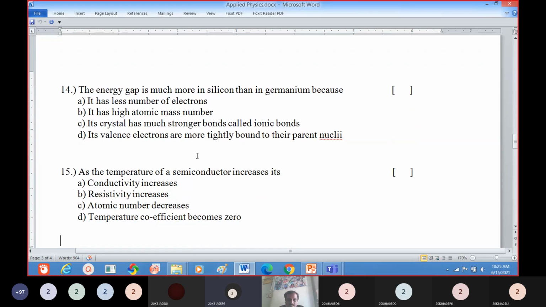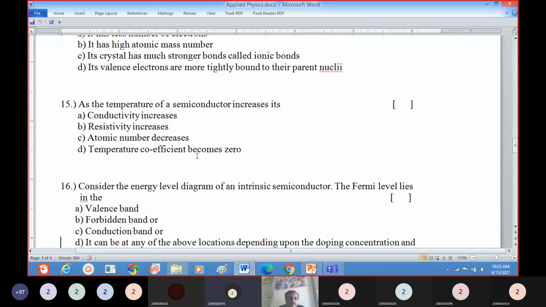Next, as the temperature of a semiconductor increases, its conductivity increases. If you increase the temperature, what happens? Free charge carriers increase. That's why conductivity increases. In the case of metals, what happens? Anyone? If you increase the temperature, is conductivity increased or decreased?